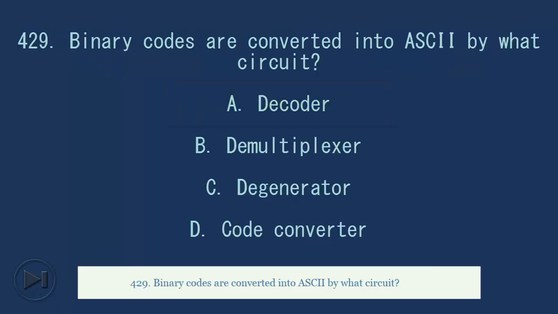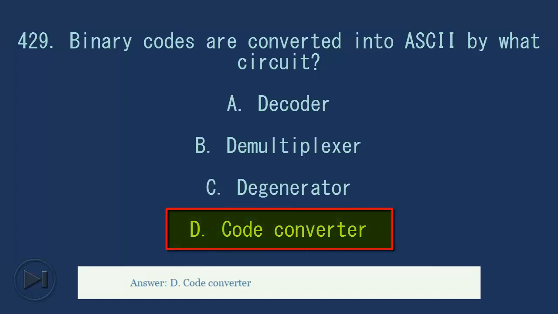429. Binary codes are converted into ASCII by what circuit? A. Decoder. B. Demultiplexer. C. Degenerator. D. Code converter. Answer, D. Code converter.